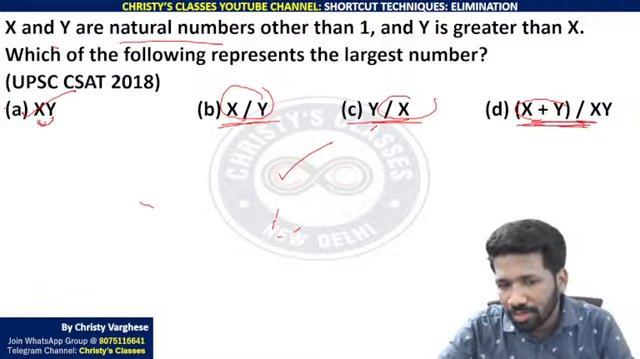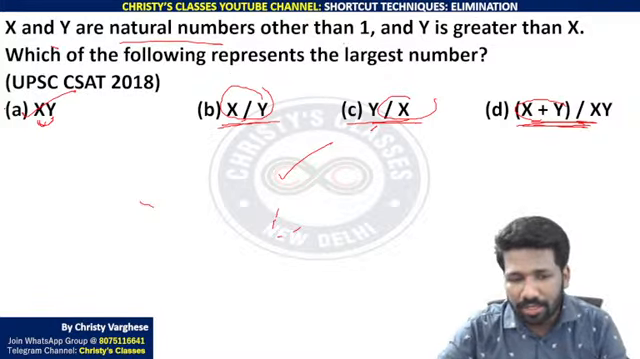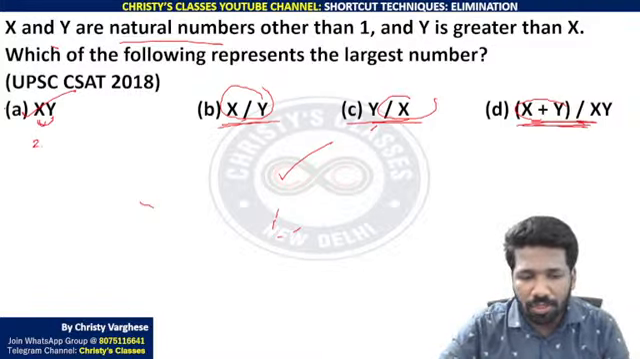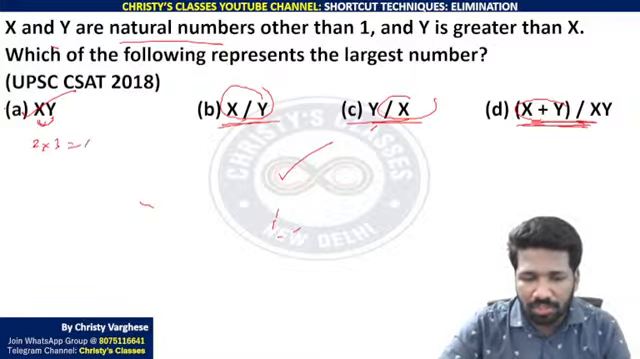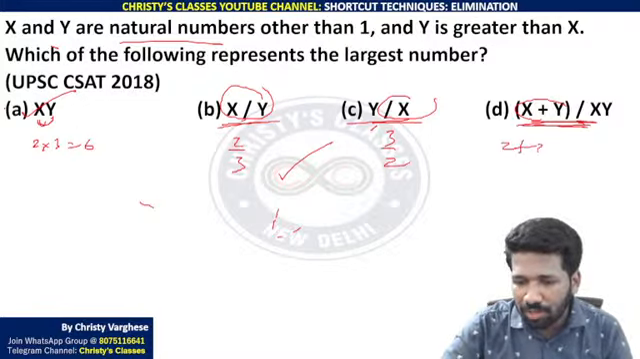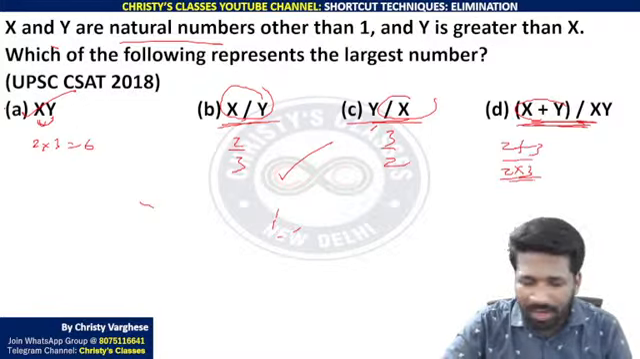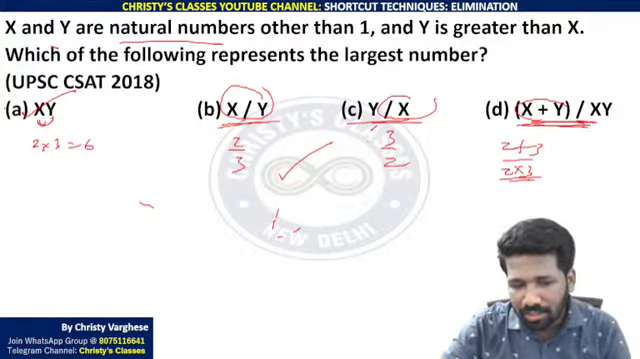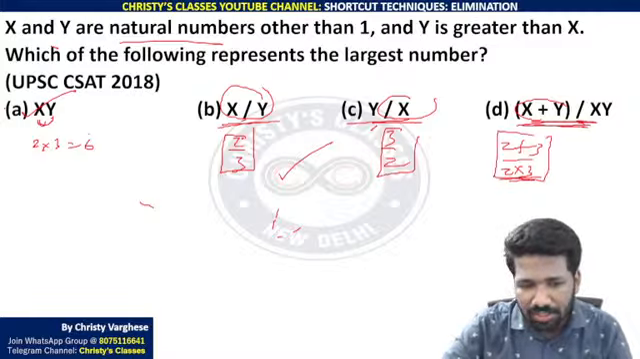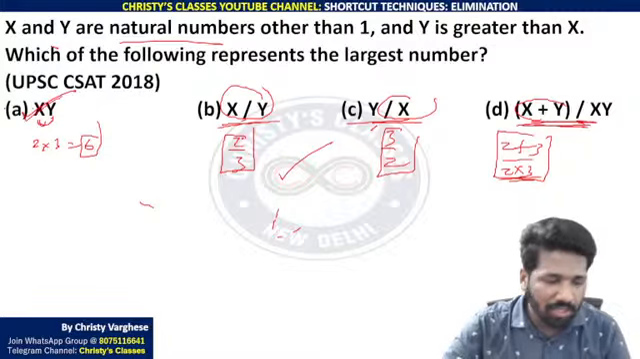X and y are natural numbers other than 1, and y is greater than x is also mentioned. Let x be 2 and y be 3. 2 into 3, 6 here. This is 2 by 3. This is 3 by 2. And this is going to be 2 plus 3 by 2 into 3. Still you are dividing by a big number, na? And this is going to be less than 1. This is 1.5 only. This is going to be less than 1. 5 by 6. This is 6. So option A is the clear answer.